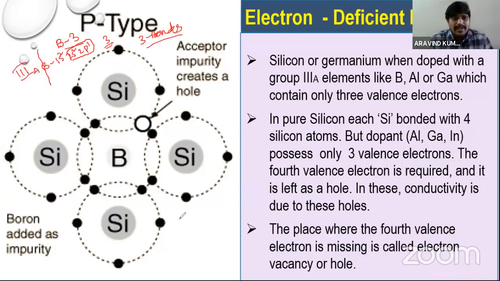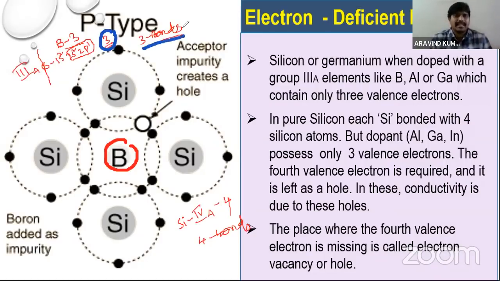Whereas the silicon, I'll be writing here silicon. Silicon belongs to the fourth A group, children. Its valence electrons are 4. So how many bonds can silicon form, children? 4 bonds. Hope you understand. Now you can see here, this boron has only 3 electrons. I'll highlight this one. Has only 3 electrons. Am I right, children? Okay. It will form only 3 bonds. Am I right? Now, when it is forming only 3 bonds, silicon is forming how many bonds, children?